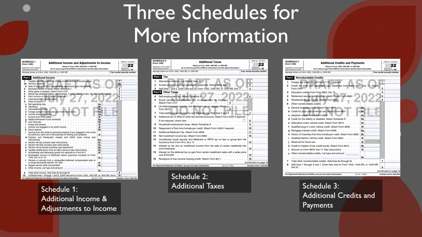These images do not show the entire schedule, just the first pages. Schedule 1 covers additional income and adjustments to income. Schedule 2 covers additional taxes. Schedule 3 covers additional credits and payments.